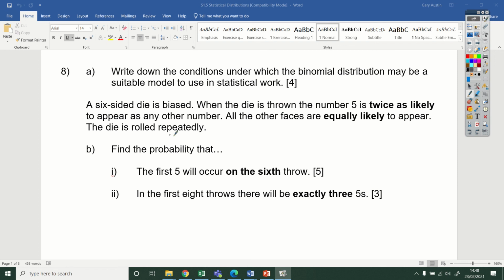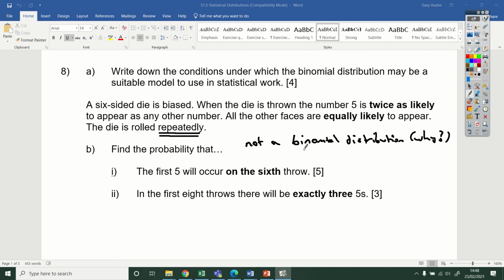The die is rolled repeatedly. So this should throw some red flags. It's rolled repeatedly, but I'm not telling you how many times it's being rolled. Find the probability that the first 5 will occur on the 6th throw. So you'll notice that this language deviates a little bit from binomial language, and in fact, you're not actually using a binomial distribution. Hopefully that's something that you spotted. So that's a big clue as to how to tackle this question.